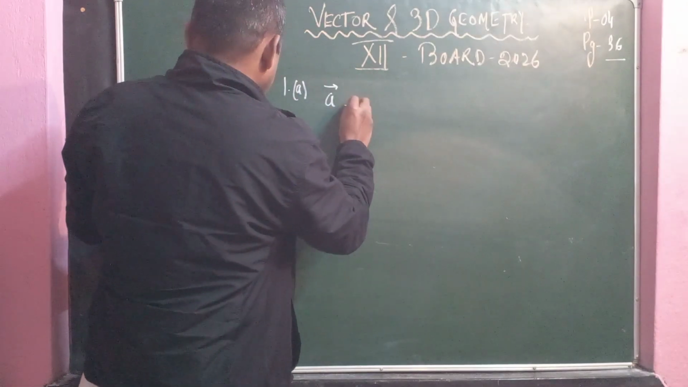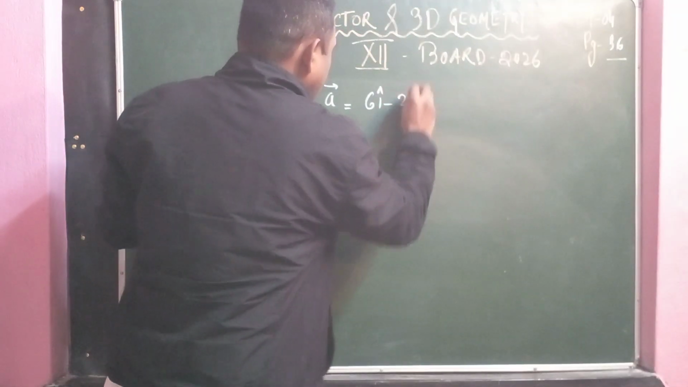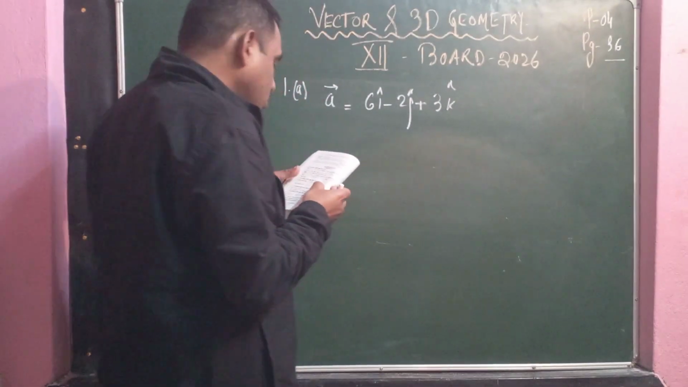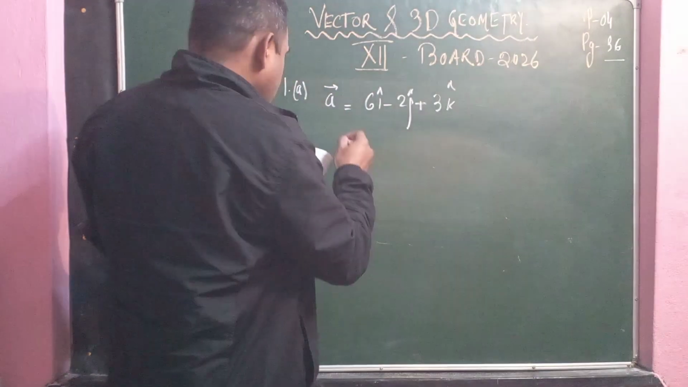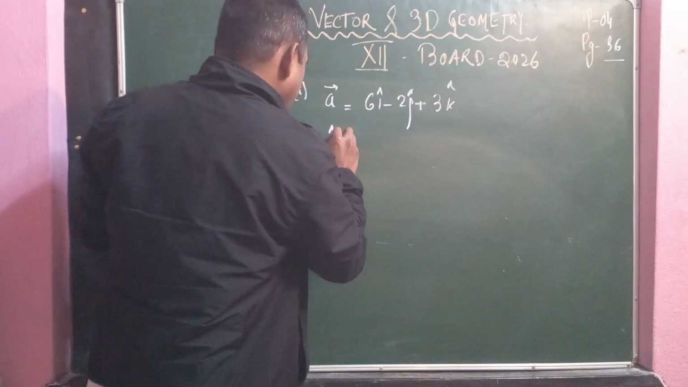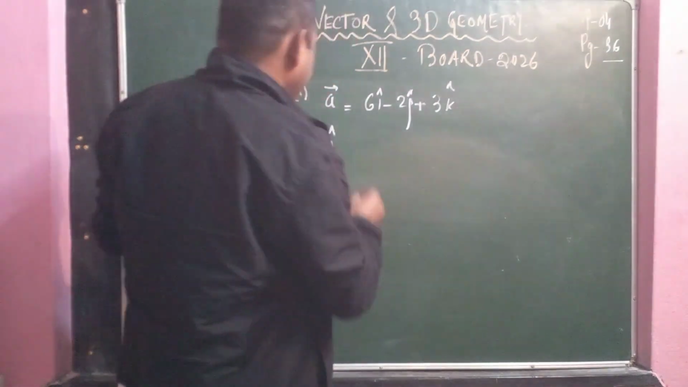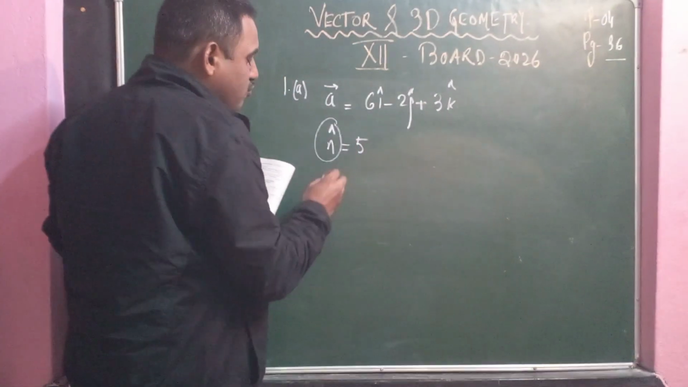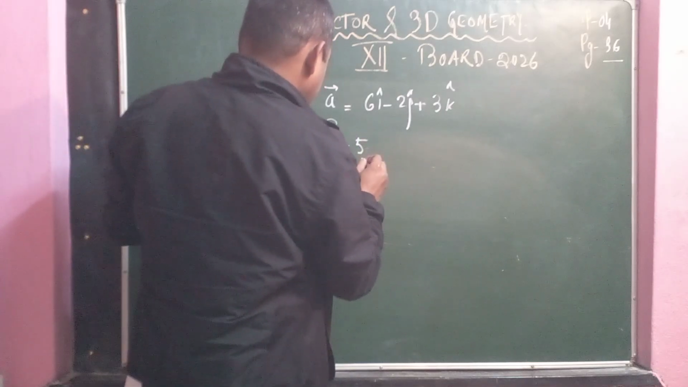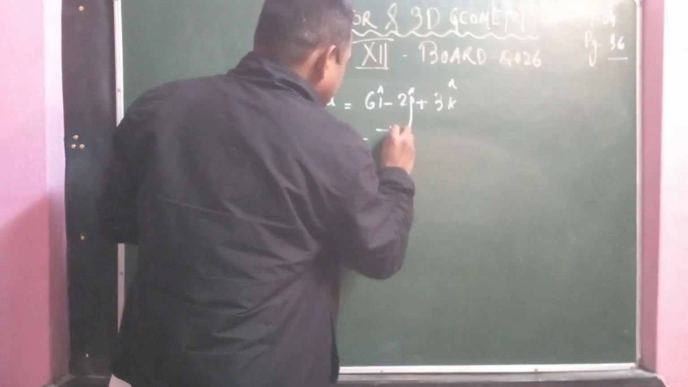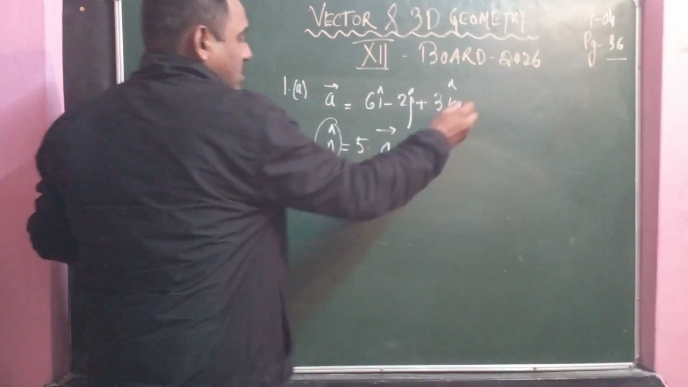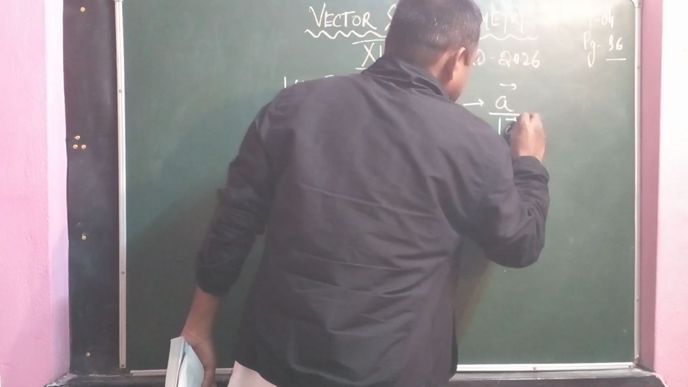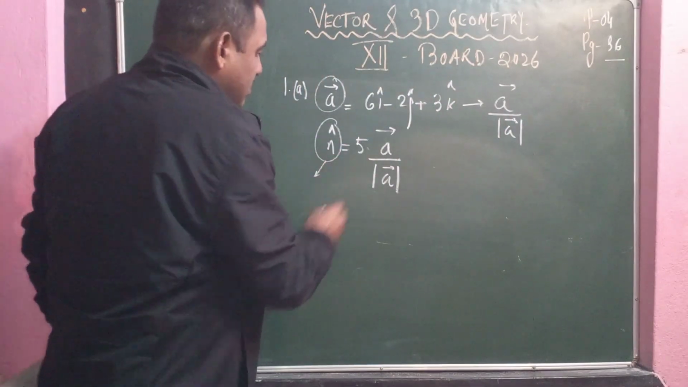A vector is given as 6 i cap minus 2 j cap plus 3 k cap. Now, along this vector, you have to find a vector of magnitude 5. Suppose that vector is n cap and it has a magnitude of 5. So your corresponding vector is 5 times a vector by mod of a vector, because a unit vector along this vector is a vector by mod of a vector, right? That is the unit vector along this, and your vector is 5 times of this.